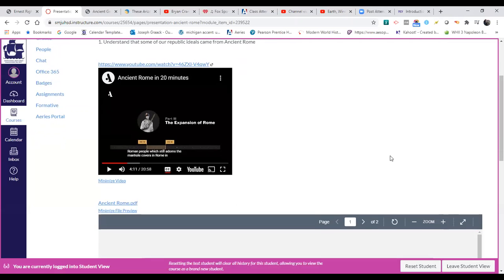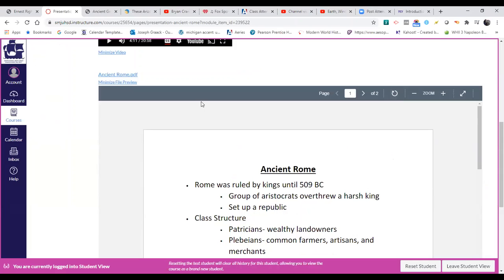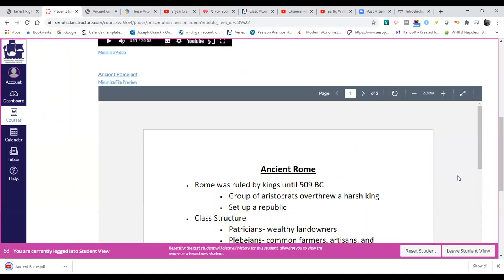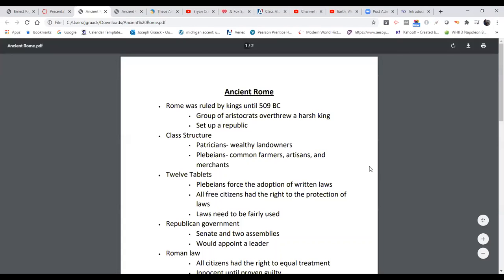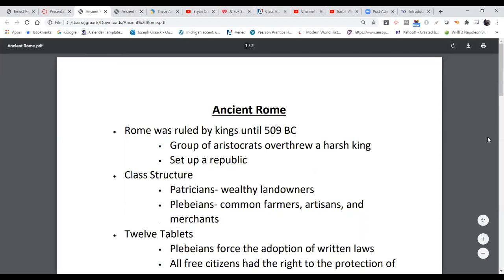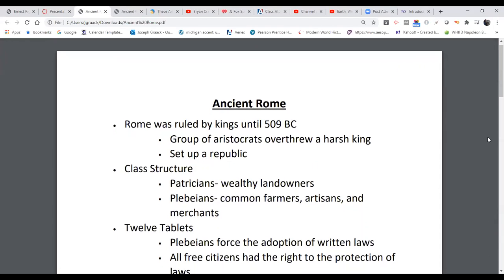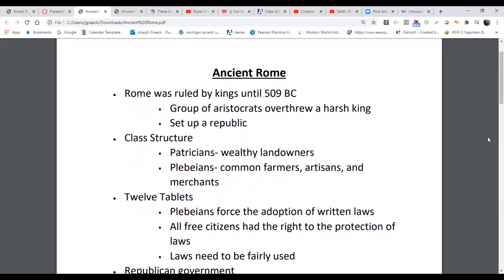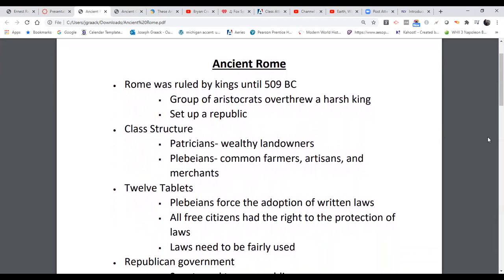Okay, so a couple of things about the Romans. The Romans, as I said, are the Republican ideal. This idea that people are elected and basically represent your interests are all things that you'll see in our political system today, our system of government.